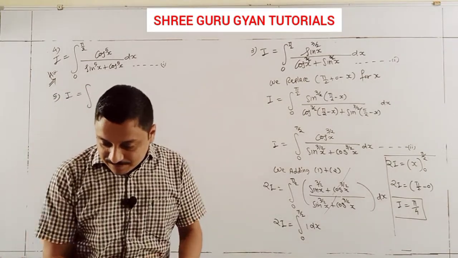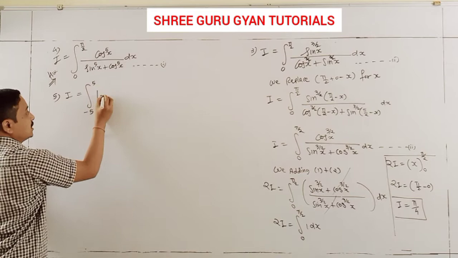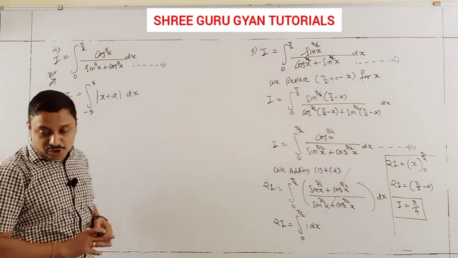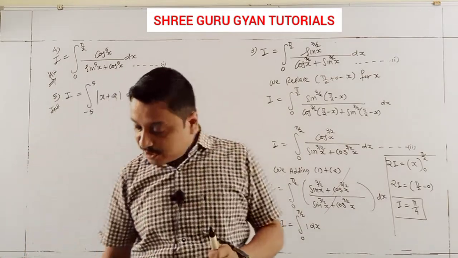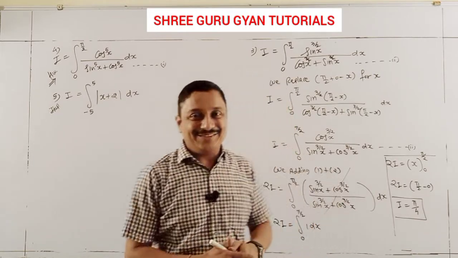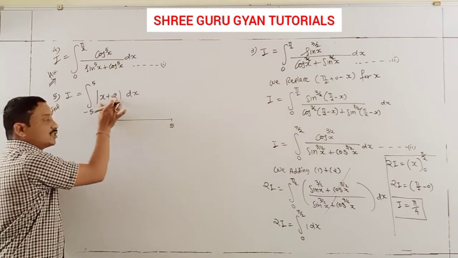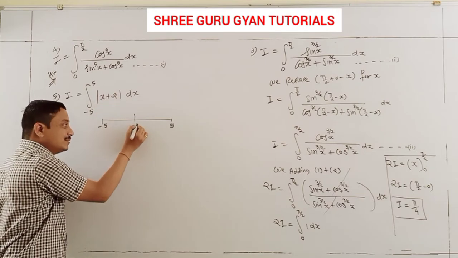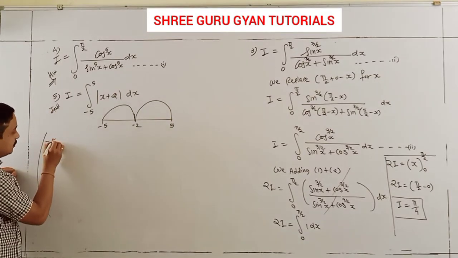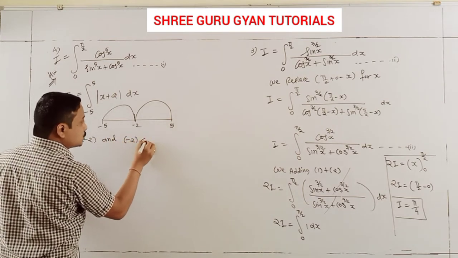Yes, fifth is minus phi to phi in modulus. This is the IMP question. Yes, in modulus minus phi to phi, modulus x plus 2 dx. Students, whenever your modulus is given, then yes, you create the partitions minus phi to phi, and this term equal to 0, taking x is equal to minus 2. One this direction, another this. So my condition minus phi to minus 2 and another minus 2 to phi.